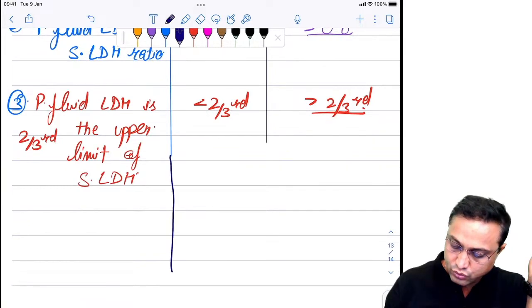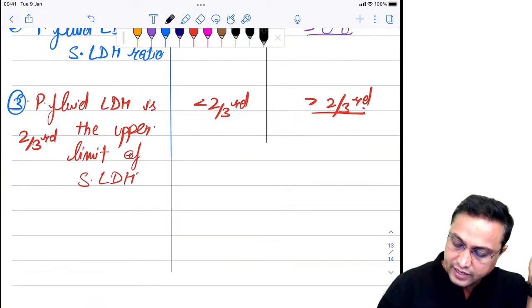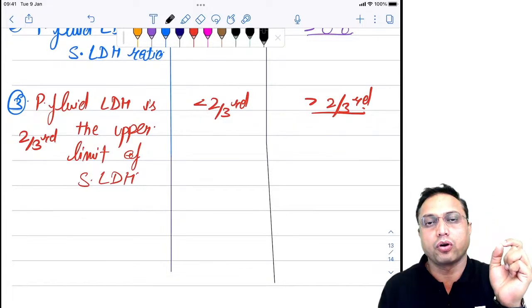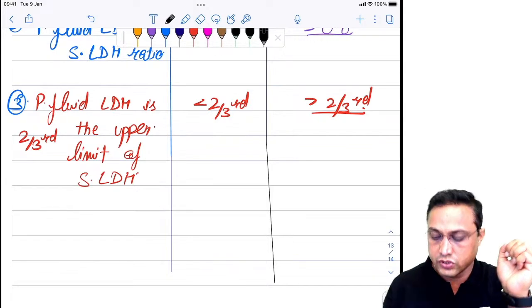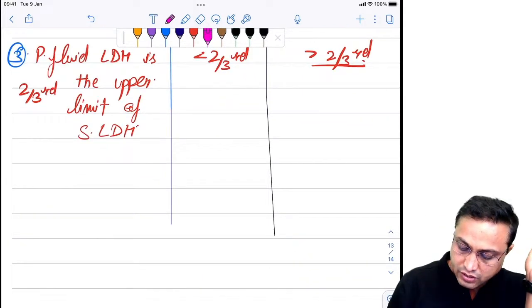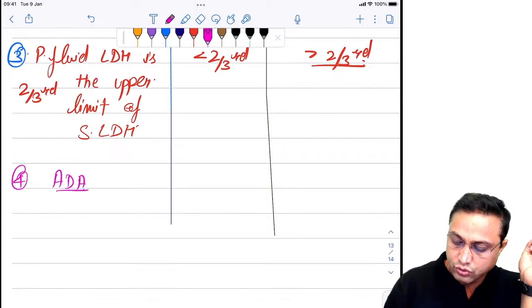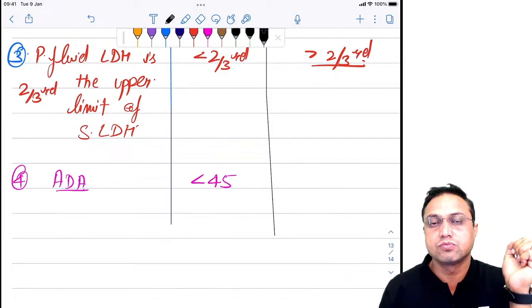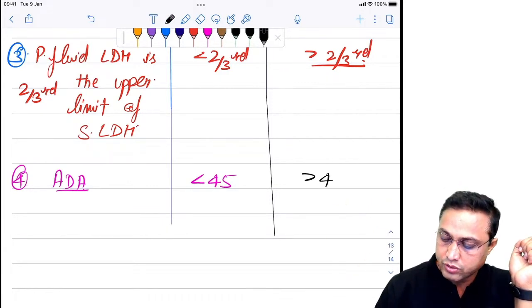Apart from this, we are going to look at the ADA, the adenosine deaminase test. We know that it plays an important role in the pathogenesis of tuberculosis. So tuberculosis comes under which category, transudative or exudative? Yes, ADA is going to be less than 45 for transudative. If the ADA is more than 45, it is going to be exudative.